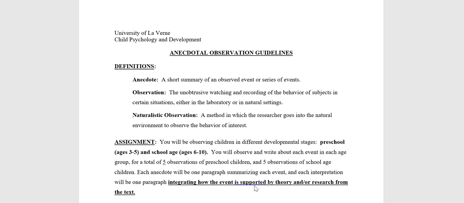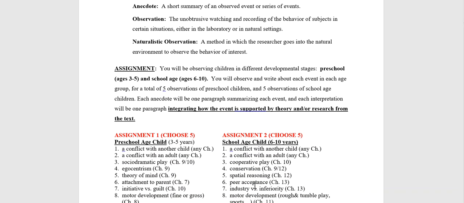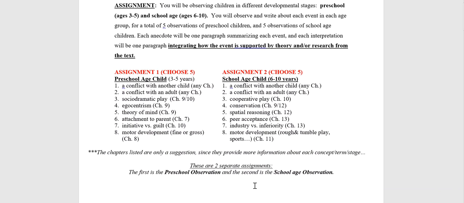So, what you'll be doing is you will write one paragraph where you write the anecdote and describe what you observed, followed by an interpretation paragraph where you integrate what you've learned from class and you support it with theory and research. For assignment 1 for preschool age children, you will choose 5 of the following 8 events.